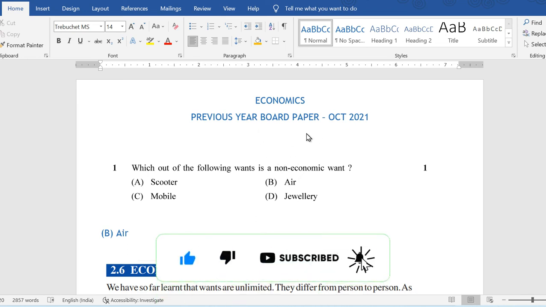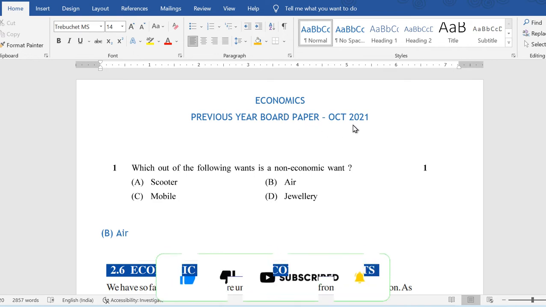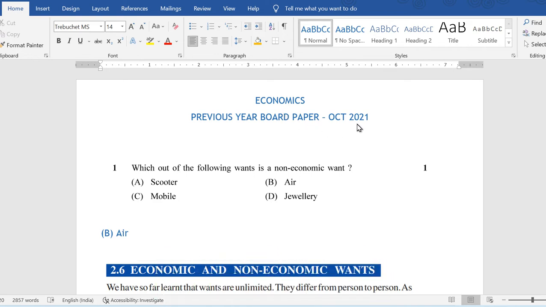Today we are solving yet another board question paper. This is economics. This paper was given in October 2021. The first 8 questions are multiple choice questions. Let us go through them.